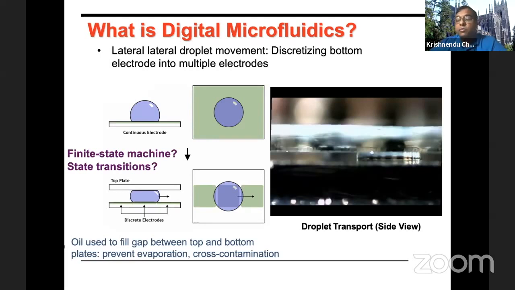Each droplet consumes only 1 microwatt of power. So we can have 1,000,000 droplets being simultaneously actuated, and the power consumption on this chip would be just 1 watt.